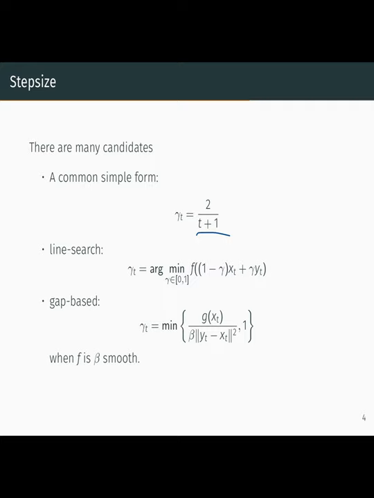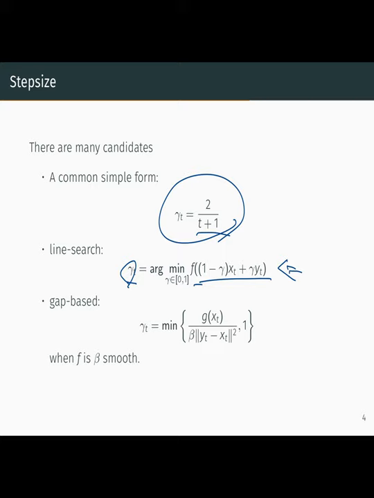Or we can define gamma t very adaptively to your current yt and your current function value. So every time you do some line search and then find the minimum point on the line. So find the gamma t that minimizes f of (1 minus gamma) xt plus gamma yt. So it requires one more computation. We have to find the minimum point along this line you have to search. When this is very easy to compute, then of course this is very powerful because we find the minimum point along the search line. But when this is not easy to compute, then it is okay to use the common simple form.